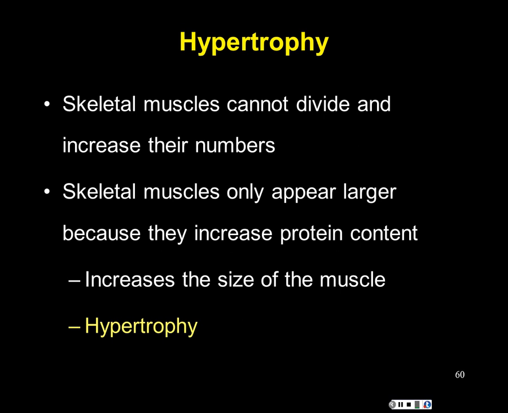So our skeletal muscles cannot divide. After we reach adulthood, they cannot divide and increase numbers. They can only increase what? Size.